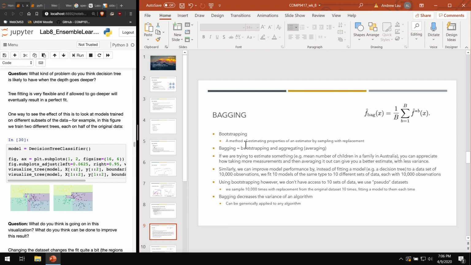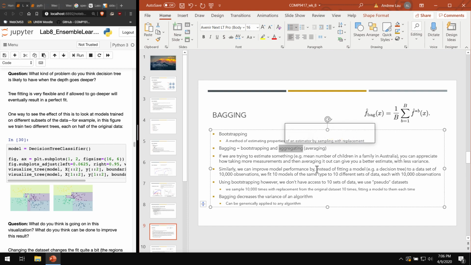But at a high level, bootstrapping is a technique where you create pseudo data sets by taking a data set and sampling with replacement. That's the first part of bagging. The last part is aggregating, or you can think of it as averaging. So bootstrapping is creating pseudo data sets by sampling with replacement, and then aggregating is just putting it all together and taking the average. Now, how does this relate to my decision tree? What does all this have to do with my decision tree?